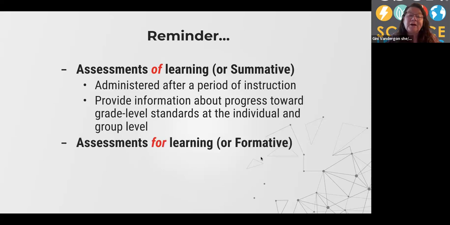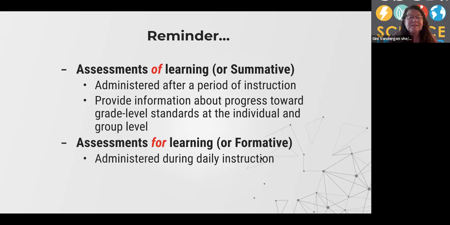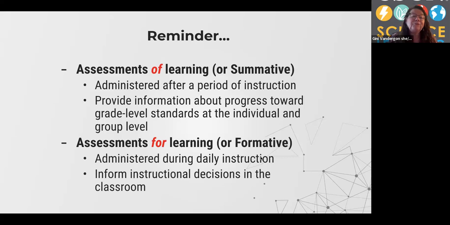We also know about assessments for learning using formative assessments, and these are the ones that we hope you're doing daily and help you inform the decisions you're making in your classroom so that the next class period you know what you need to focus on. So this is just a reminder of that, and I just want to remind you again that we're trying to look at these both from a lens of producing 3-dimensional assessments.